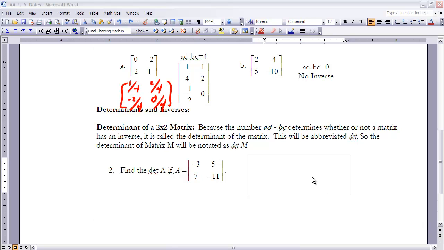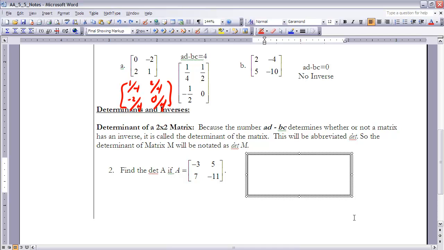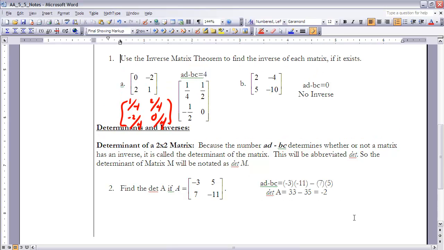Okay, the last thing I'd like to do is take a look at example 2 here. It says find the determinant of A if A is negative 3, 5, 7, negative 11. So let's go through and do that. We know the determinant is AD minus BC, so we're finding what that number is. AD minus BC would be negative 3 times negative 11 minus 7 times 5. Therefore, the determinant of A is equal to 33 minus 35. And that value would be negative 2. So the determinant of A is negative 2.